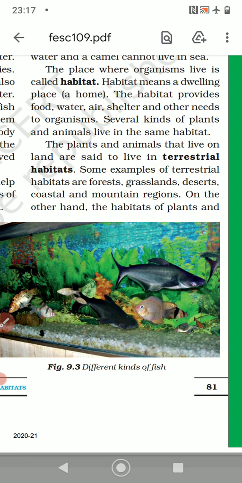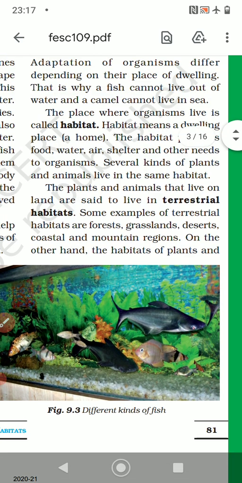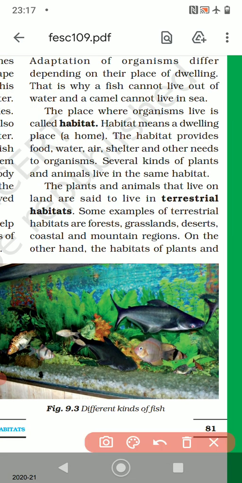So, in the last period, I told you what is habitat. So, let's continue from there only. A place where organisms live is called habitat. Habitat means a dwelling place, that is a home. The habitat provides food, water, shelter, air, and other needs to organisms.